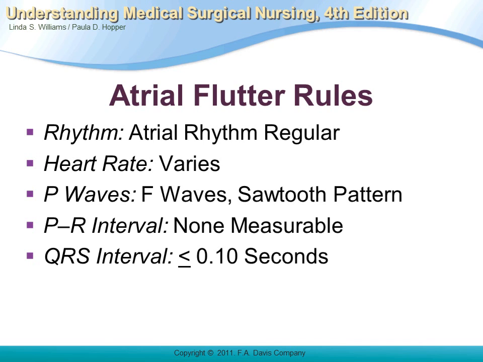So the atrial rhythm is regular. The heart rate does vary, but typically it's within a normal rate. For the P waves, we'll have F waves, or flutter waves, in a sawtooth pattern. So the atria will be fluttering multiple times per one QRS complex. The PR interval we can't measure because we've got all those F waves. The QRS interval is less than 0.1 seconds.